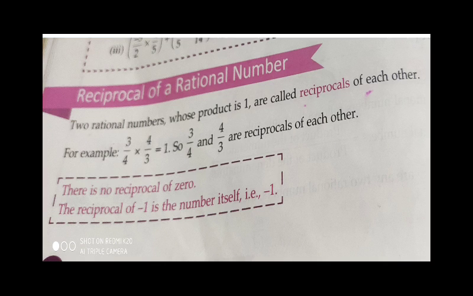So what is the reciprocal of 3 by 4? 4 by 3. What is the reciprocal of 4 by 3? 3 by 4. Some fact: there is no reciprocal of 0, because 0 by 1 is 0 and 1 by 0 is not defined. So there is no reciprocal of 0.